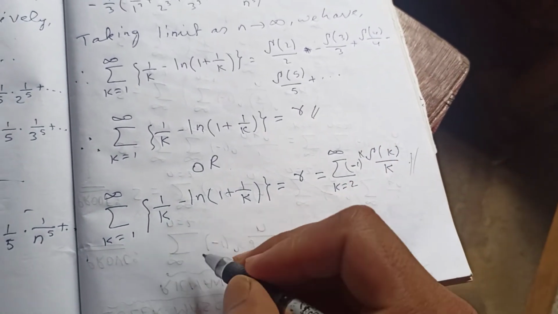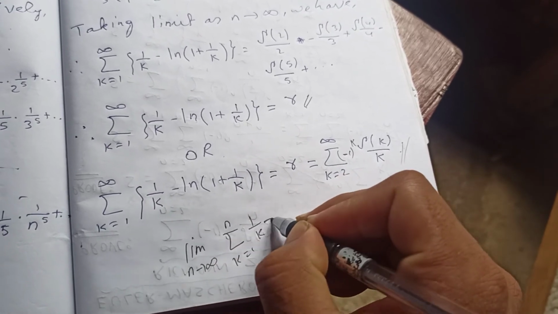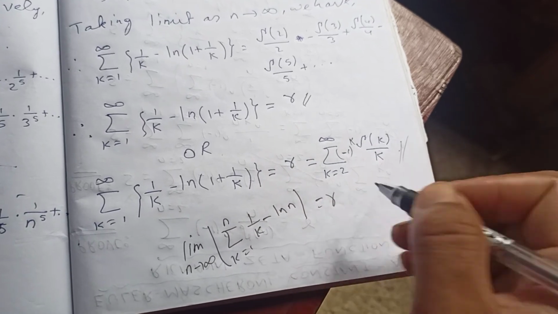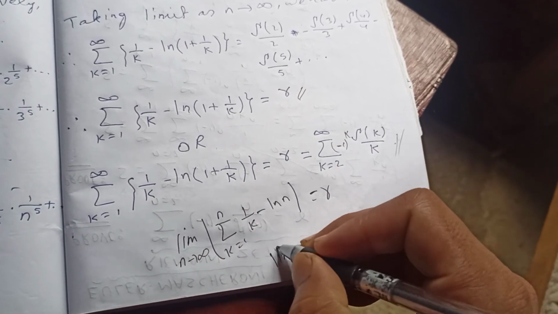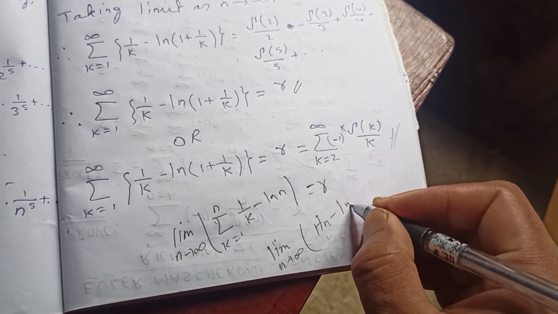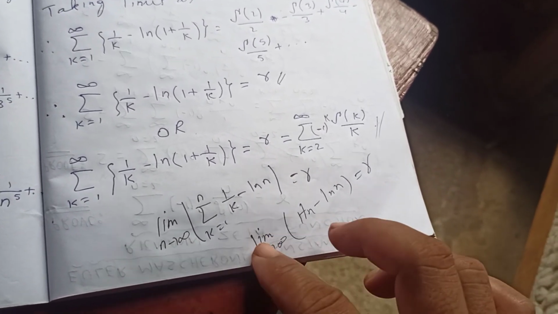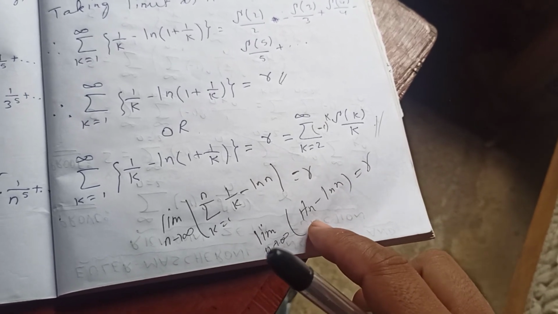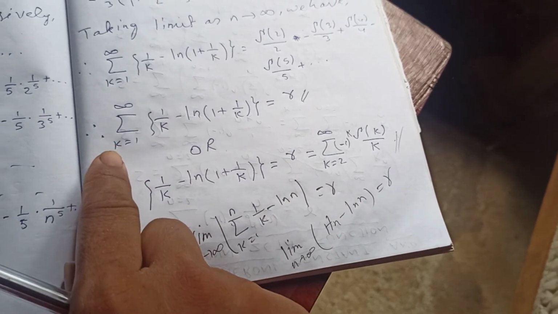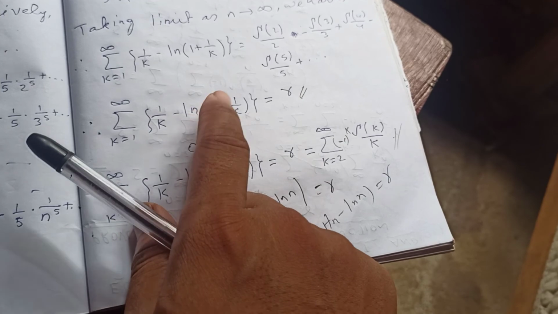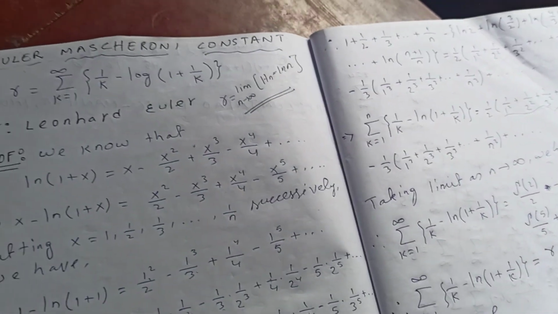But our definition of the Euler-Mascheroni constant, the original definition, is nothing but the limit as n approaches infinity of the harmonic number minus the natural log of n. But Euler shows that this infinite sum from k equal to 1 to infinity of 1 over k minus log of 1 plus 1 over k also approaches this Euler-Mascheroni constant. So that was our main focus. Hence proved.